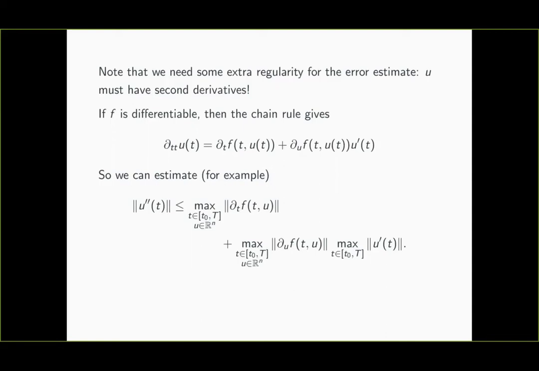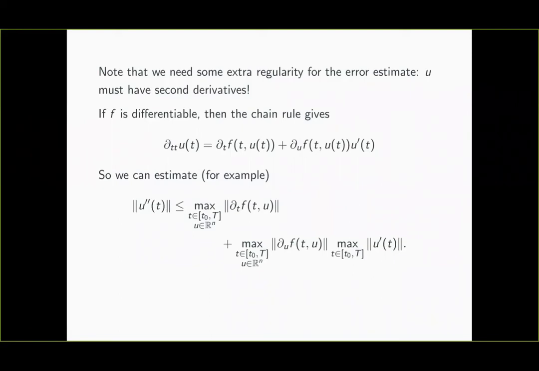We can again take the Euclidean norm on both sides of the equation, apply the triangle inequality, and take the maximum over all t and u, for example. And then we get that u prime prime of t in Euclidean norm is bounded from above for all times by the maximum of the time derivative of f over all t from the time interval and all u, plus the maximum of the derivative of f in the second variable taken over all times t in the time interval and all u, multiplied with the maximum of u prime over the time interval.